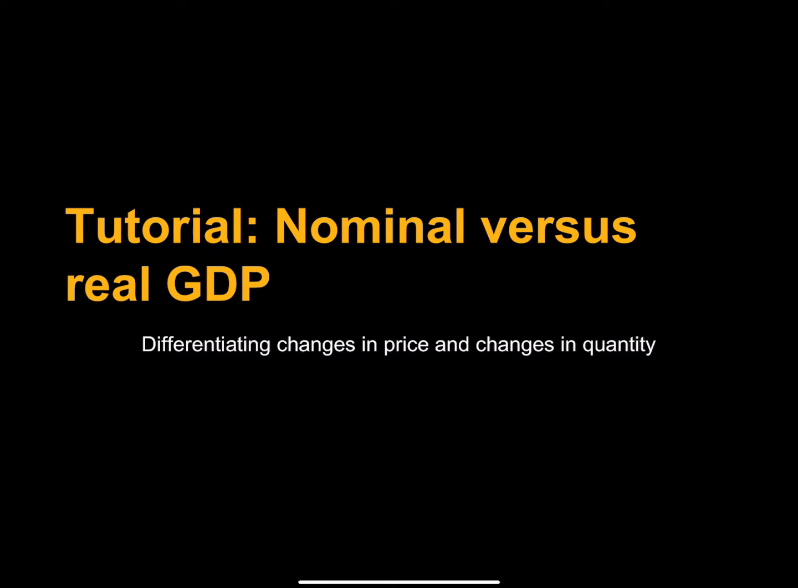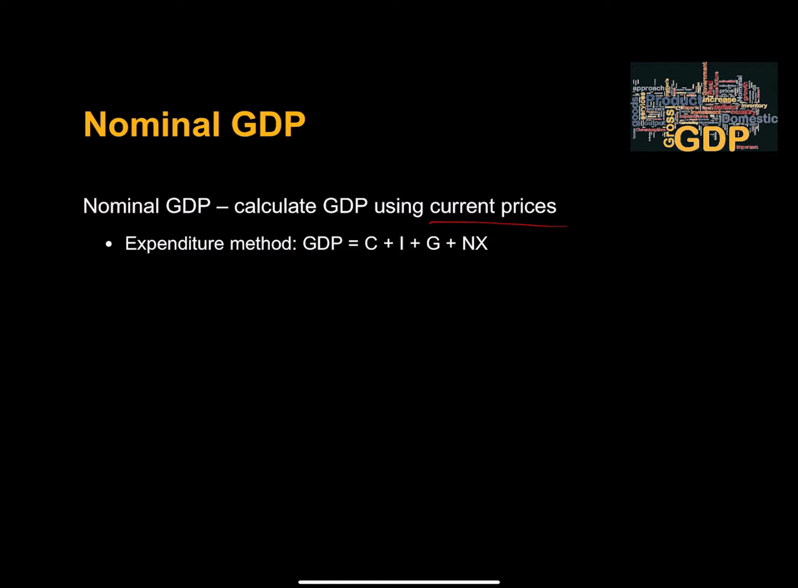In this tutorial, we're going to talk about nominal versus real GDP and how we use real GDP to differentiate changes in price and changes in quantity of economic activity happening in an economy. If we measure nominal GDP, we calculate GDP using the current prices, or the prices of the year that we're referencing. So if we were to use the expenditure method to measure GDP, we would measure expenditures in the relevant year, whether that's 1978 or 2020.